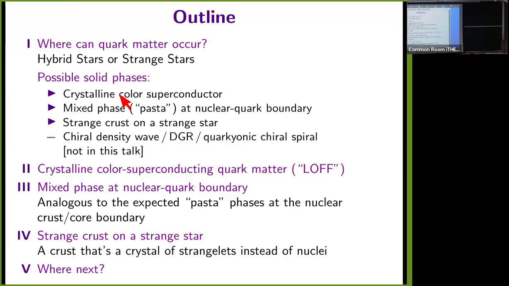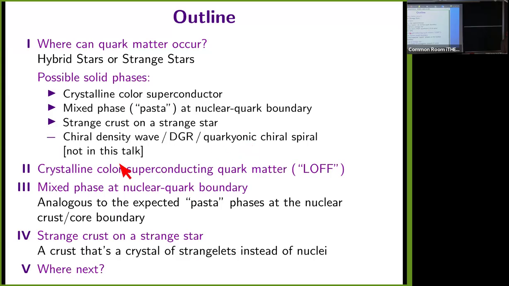The ones I'll talk about are the crystalline color superconductor, a mixed phase, which people sometimes call pasta in other contexts, at the boundary between the nuclear matter and the quark matter regions of a star. And then the third one is a possible strange crust on a strange star. There's another possible solid phase that I'm not going to talk about, the chiral density wave, or the Deryagin-Grigoriev-Rubakov phase, or the quark-ionic chiral spiral. There are different names for that one, but I'm not going to talk about it.